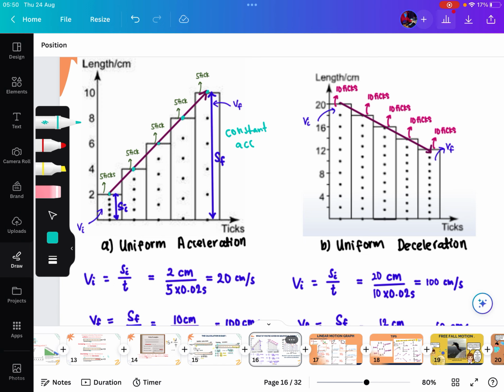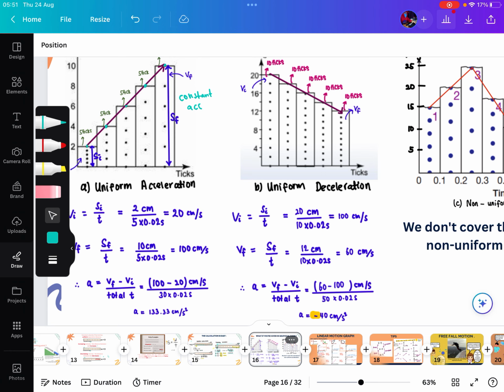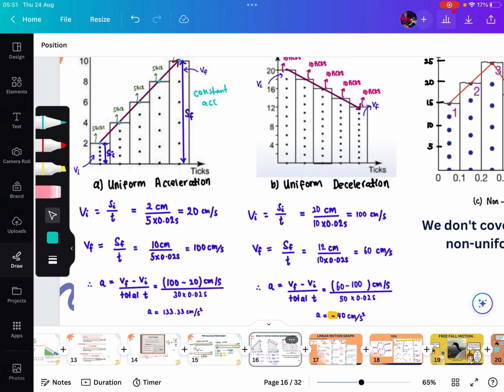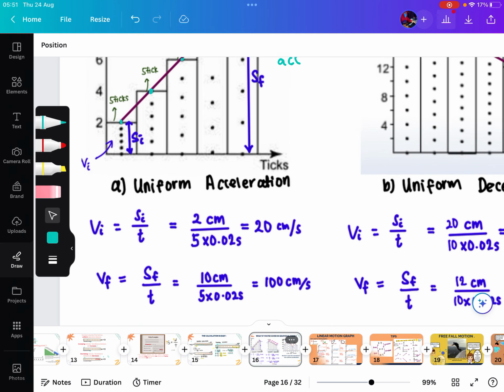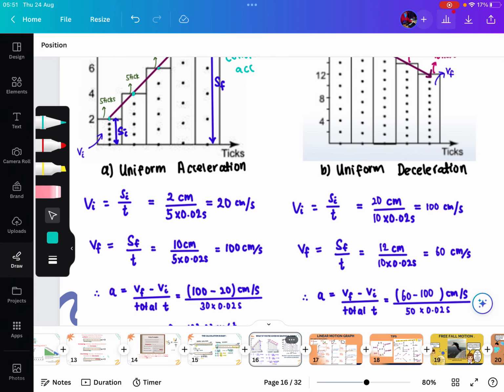Changes. How to say? Deceleration is a decrease in velocity basically, but the decrease is actually uniform. So that's why you have a uniform deceleration. So how do we calculate the acceleration and also the deceleration? It is the same concept. We are using the same formula, Vf minus Vi divided by total time.